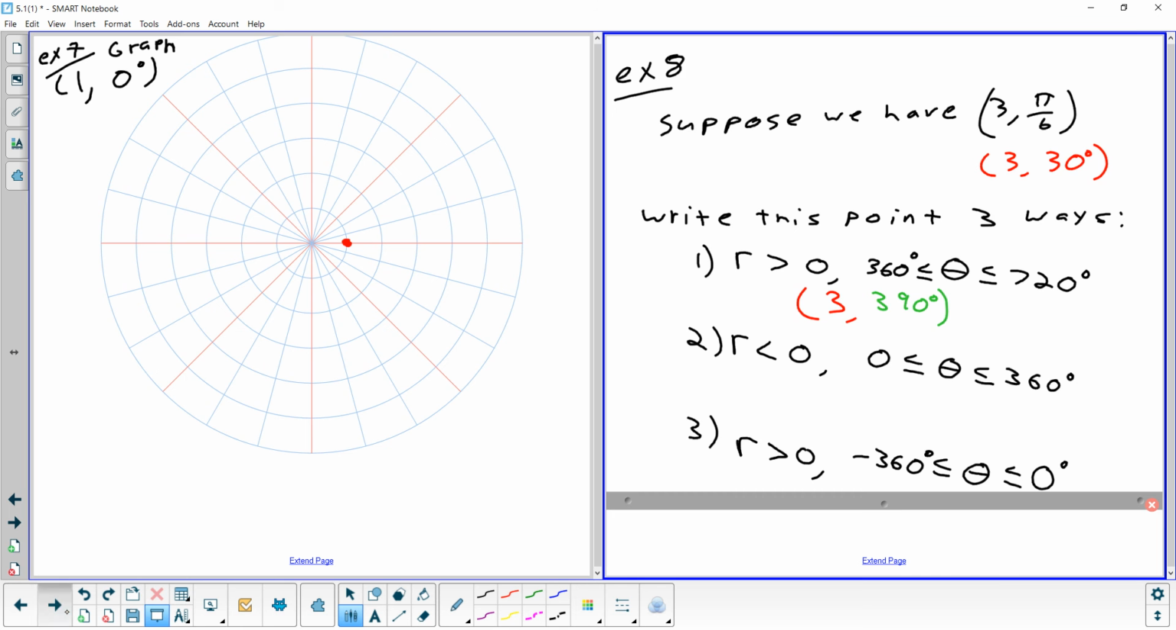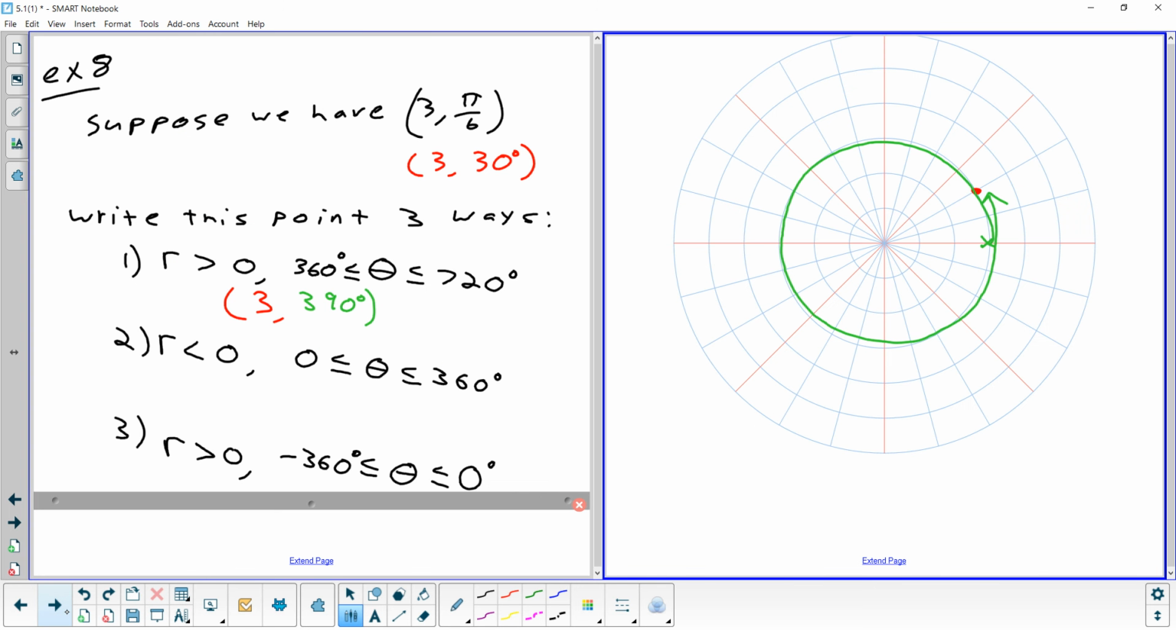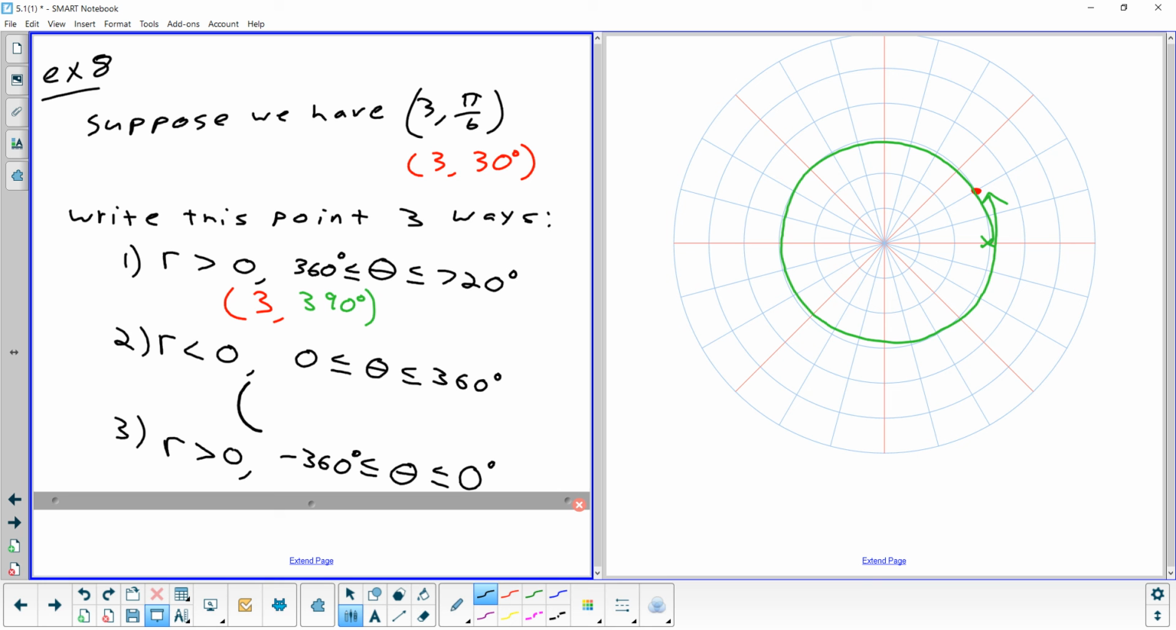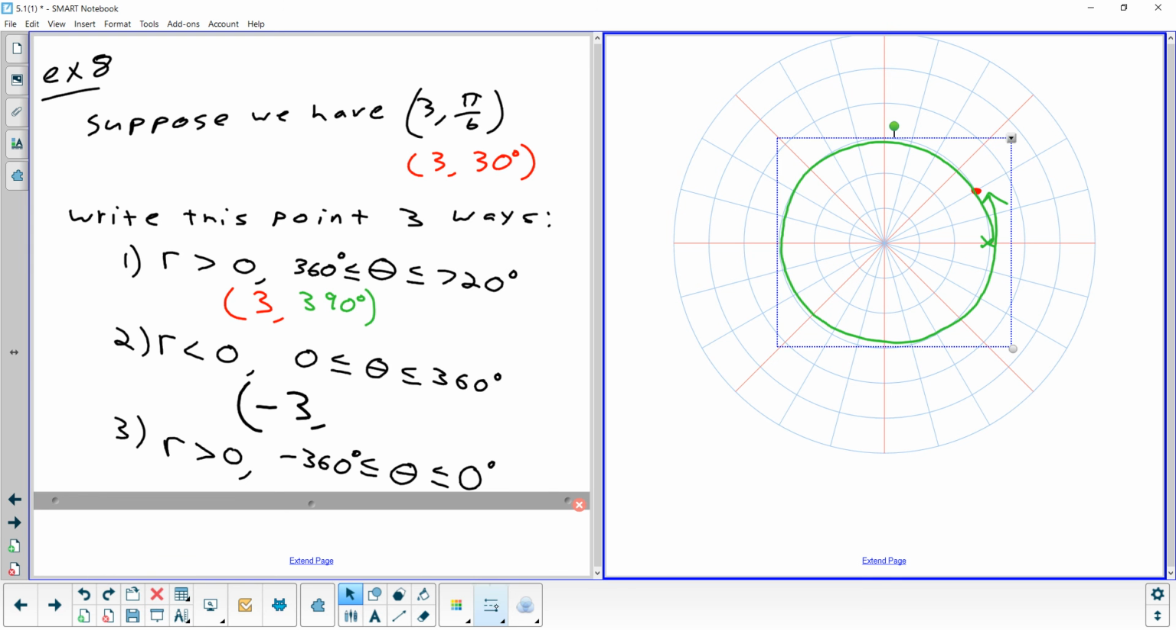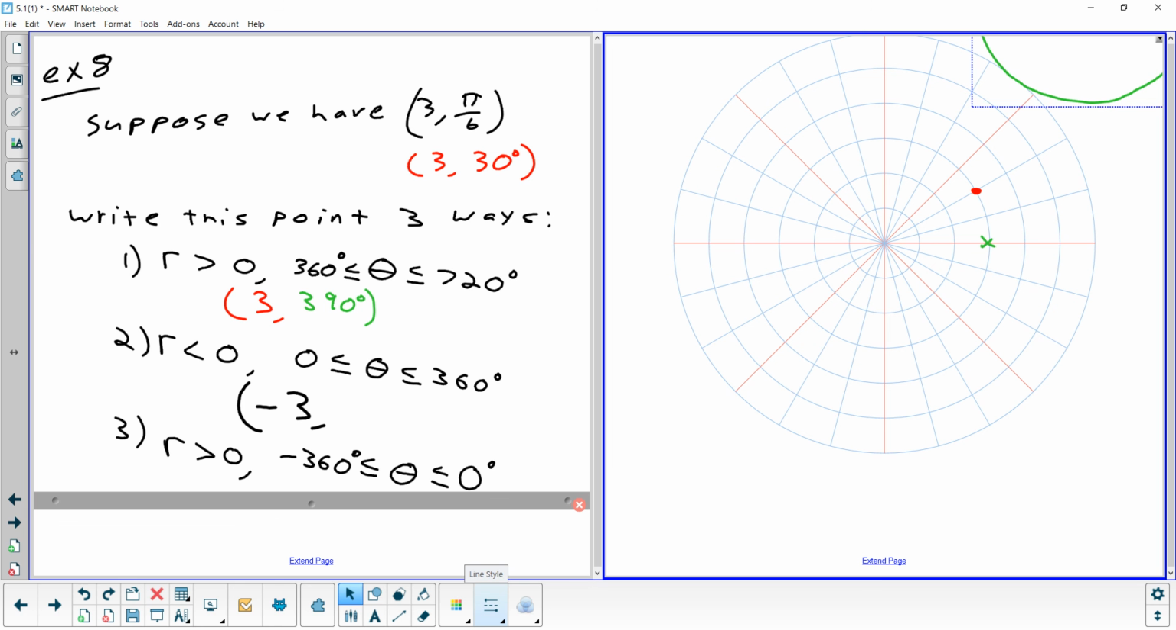All right, let's look at the second one. So this time, r is less than 0. What does my radius have to be to land on the third ring and be negative? Yep, it has to be negative 3. Let's move this off. All right, and now we're starting at negative 3: 1, 2, 3. Now we just have to figure out which way they want me to go to get to the dot.